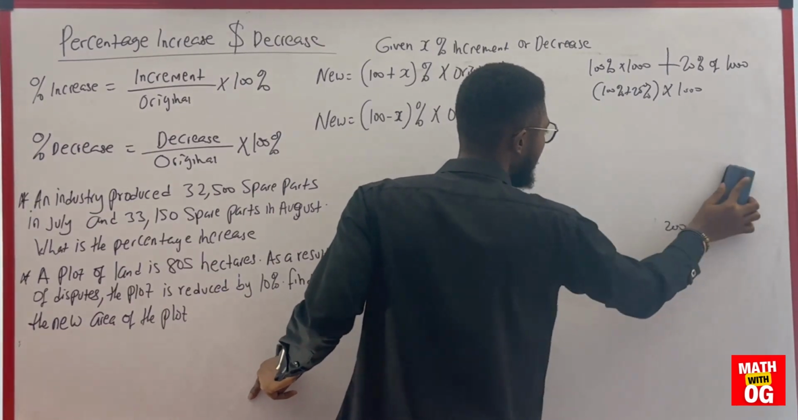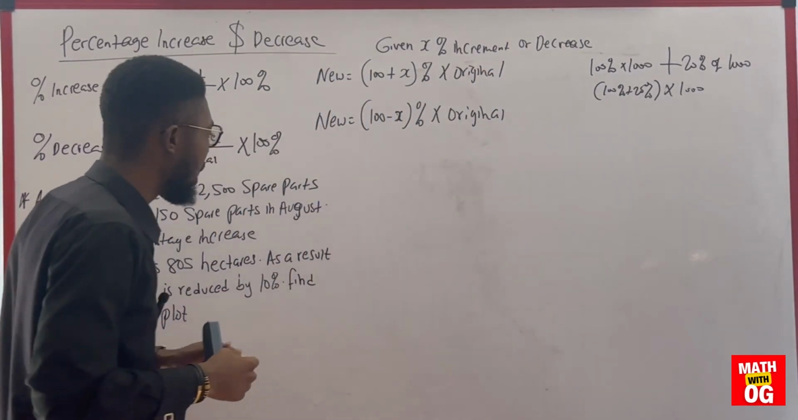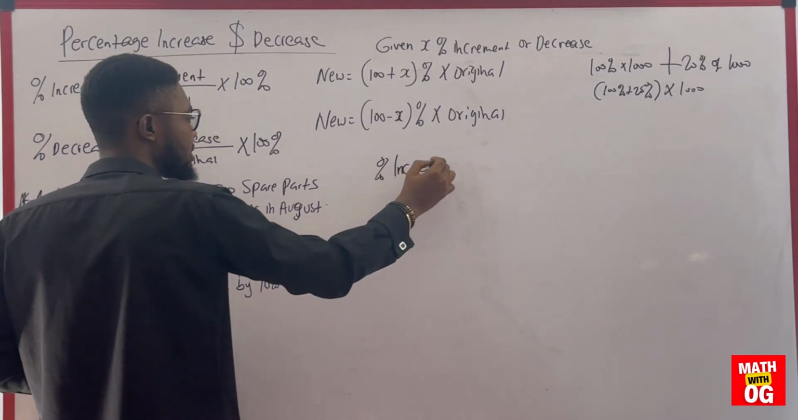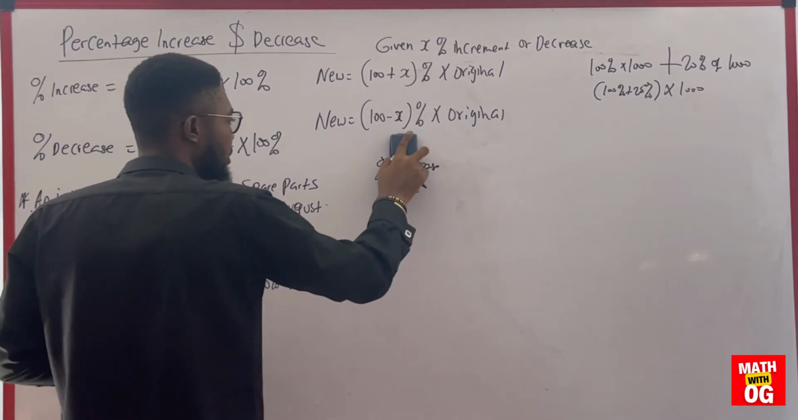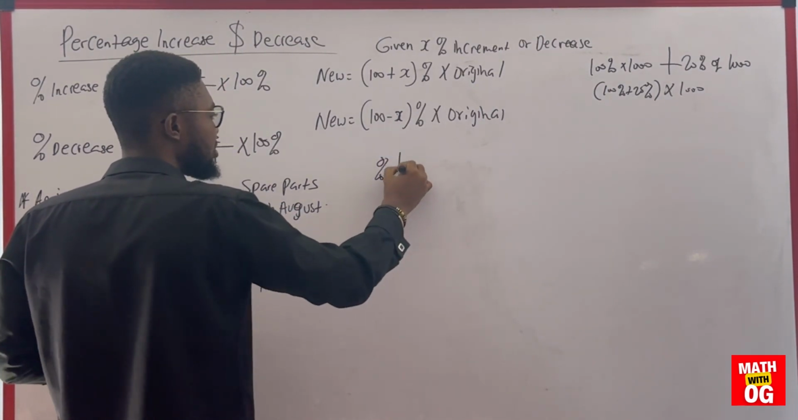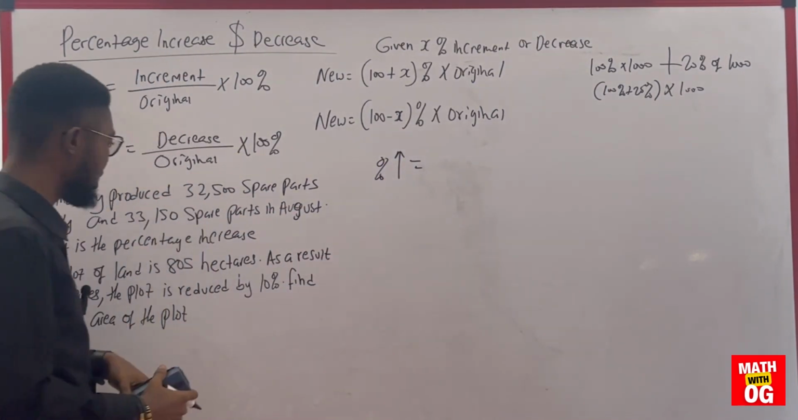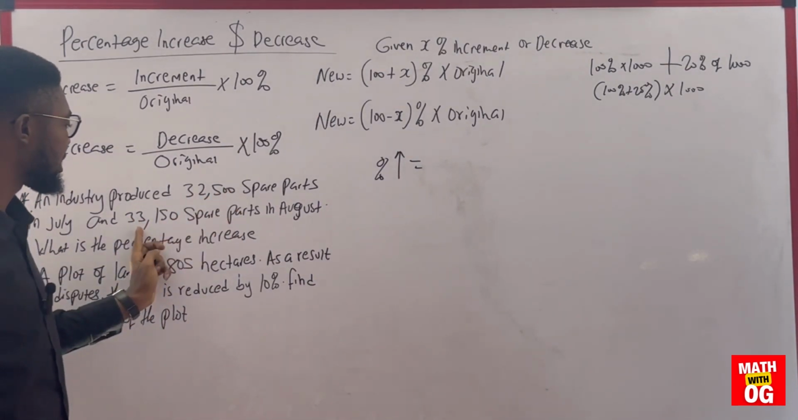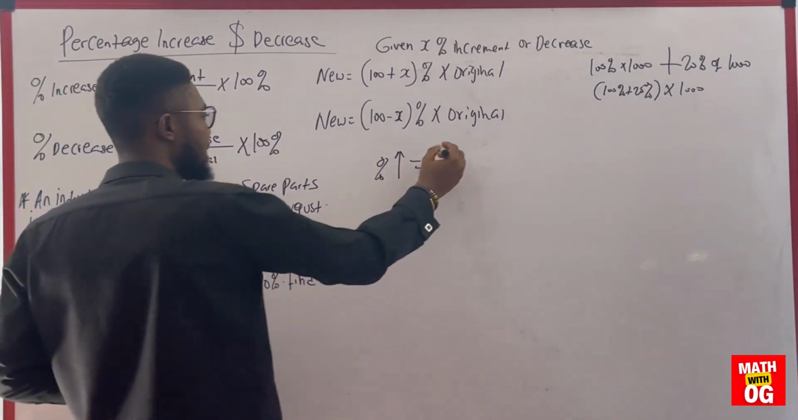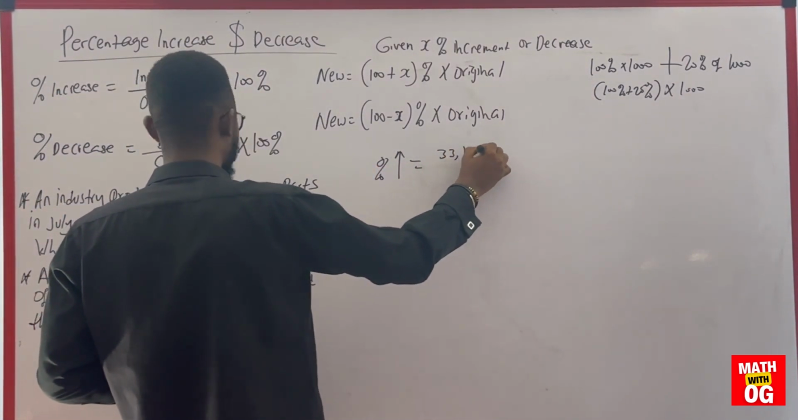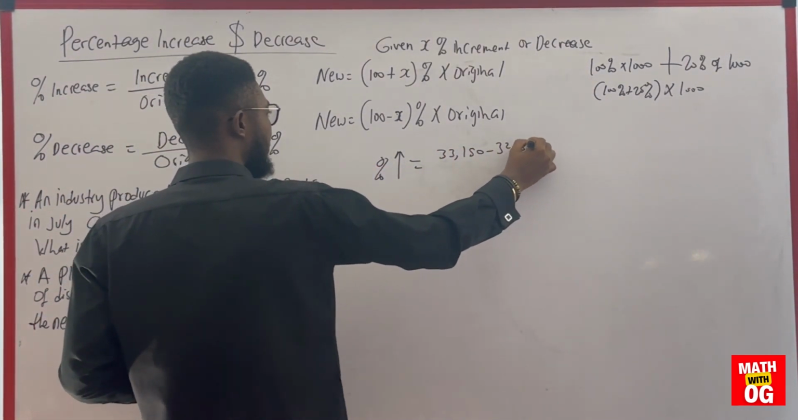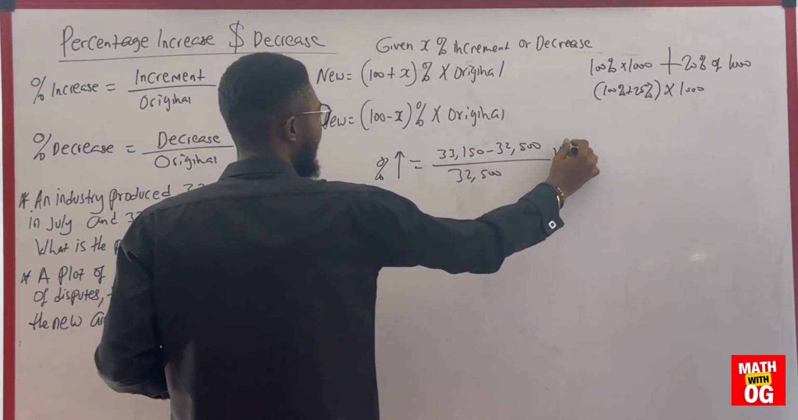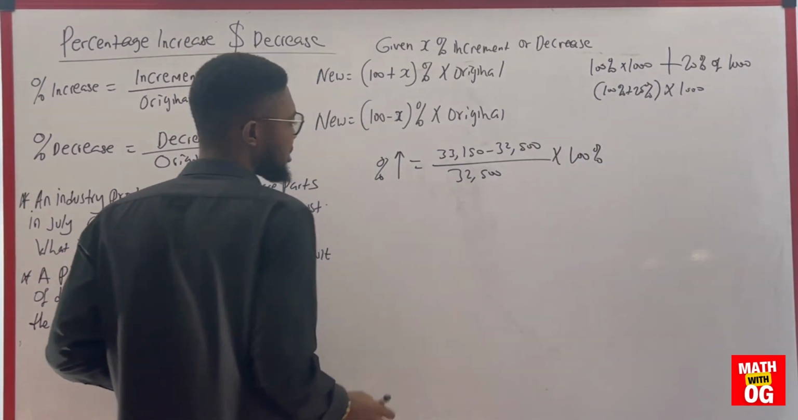So let's plug it into our formula. Our percentage increase is simply the increment. And what is the increment? From 32,500 to 33,150. So I can write here 33,150 minus 32,500 all over the original, which was 32,500, multiplying 100%.